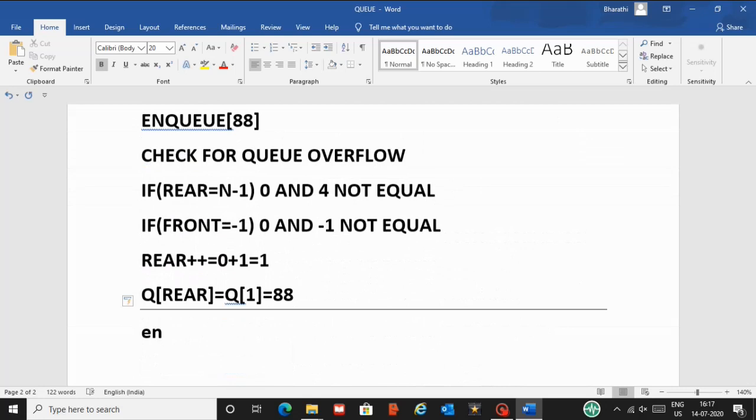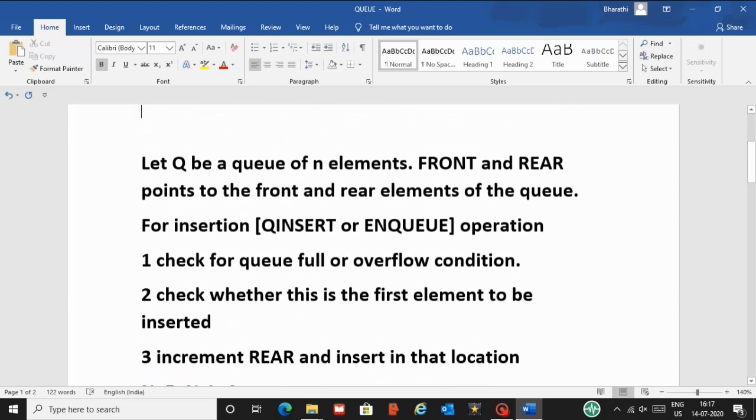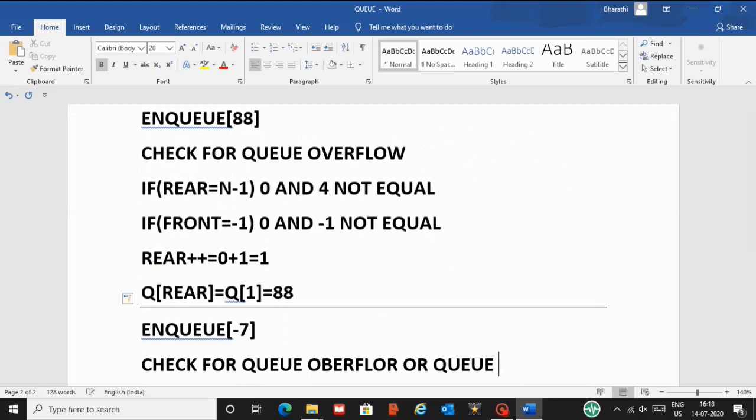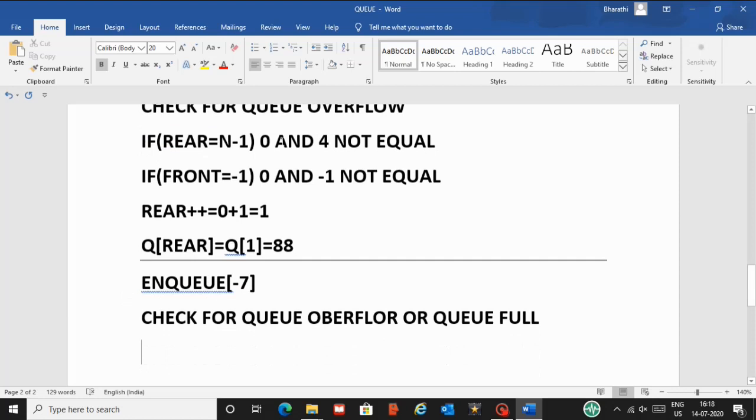So now let me do enqueue of minus 7. I want to insert an element minus 7 here. So what will I do? First thing is check for queue overflow, or queue full. How do I check it? Check if rare is equal to n minus 1.